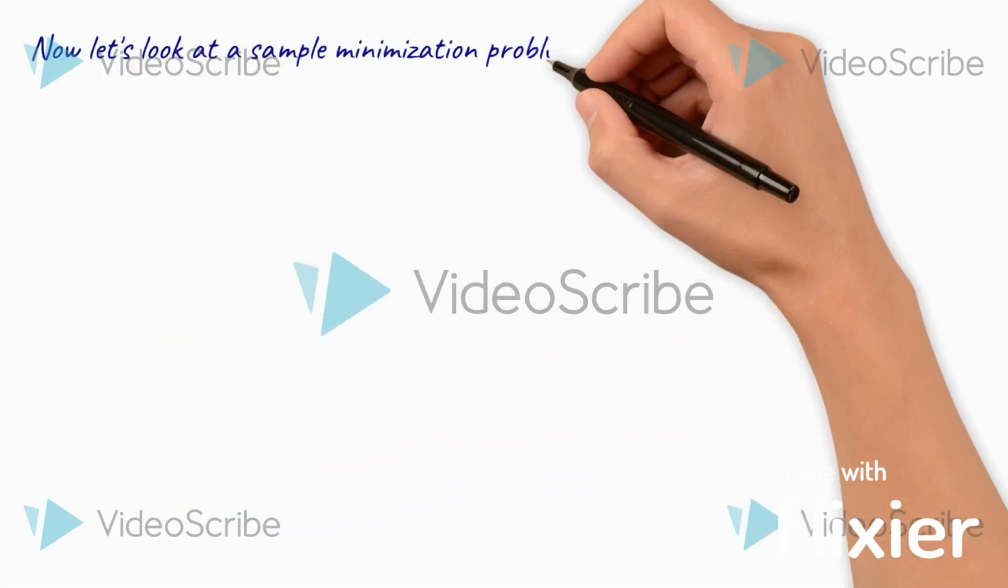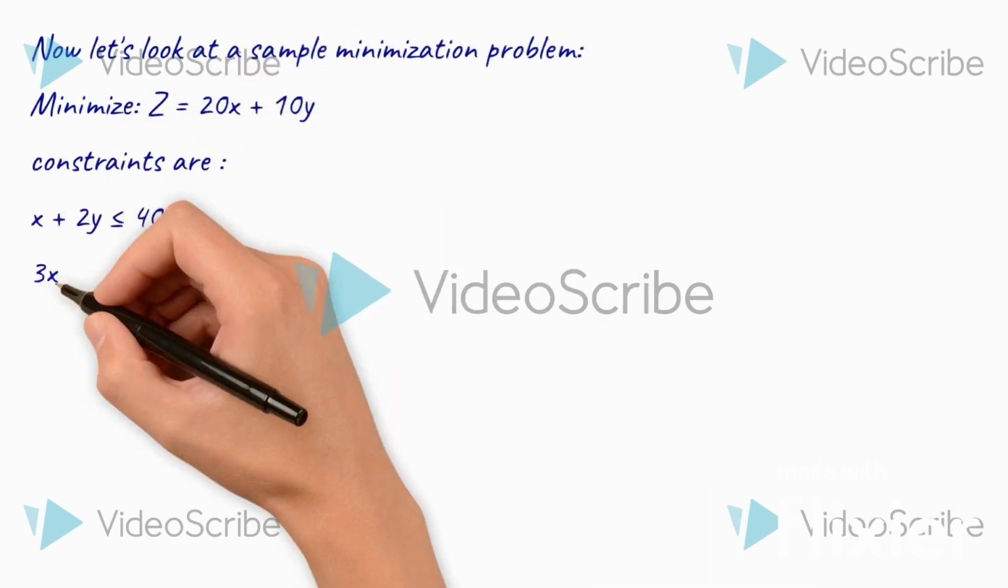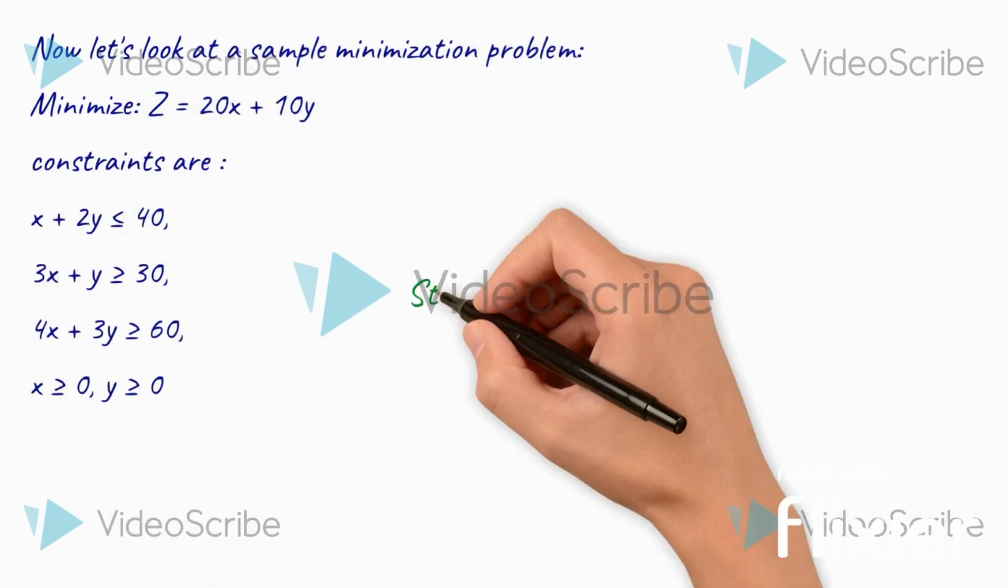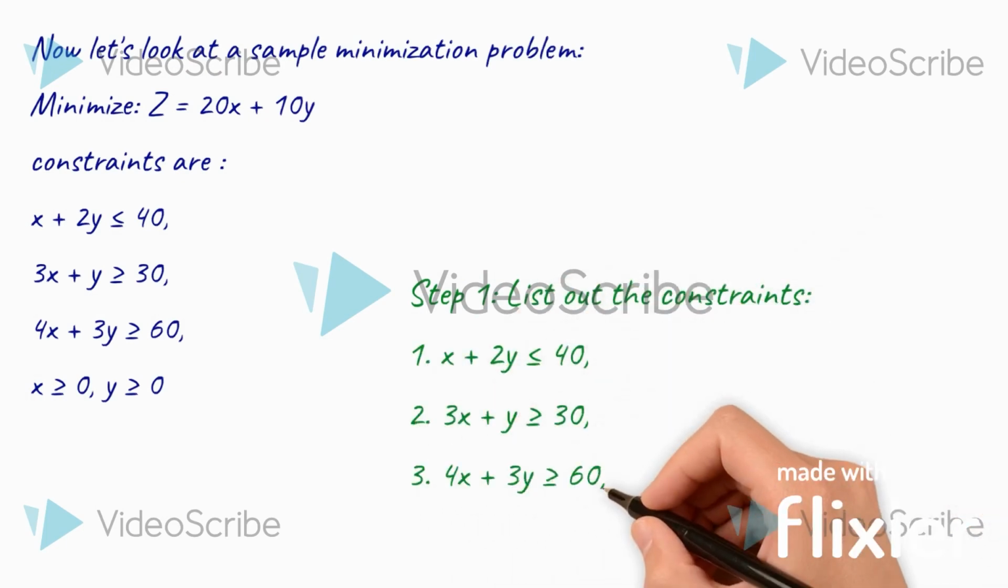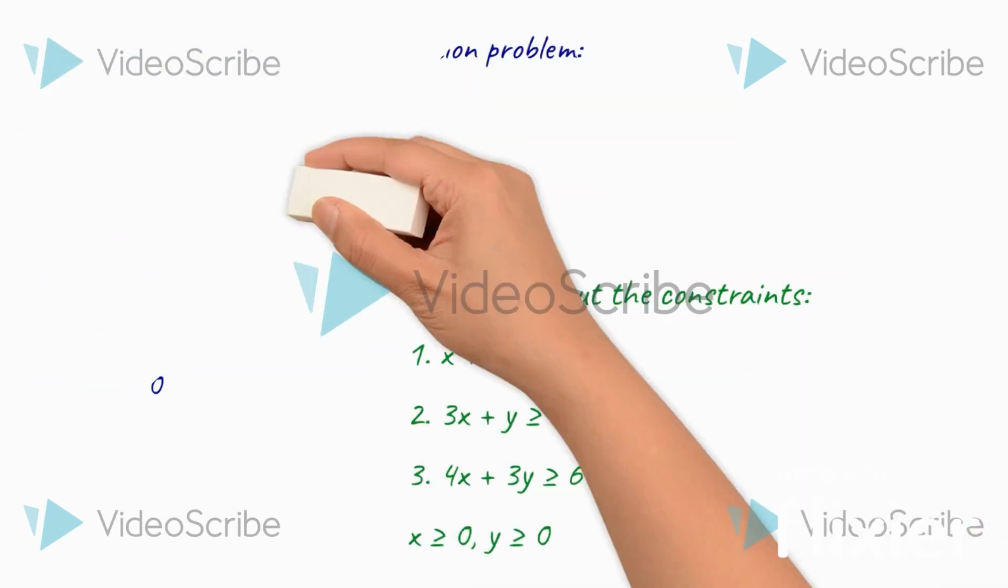Now we'll understand this with a sample minimization problem. We have to minimize z equal to 20x plus 10y subject to some constraints. The first thing we need to do is list out all our constraints one by one.